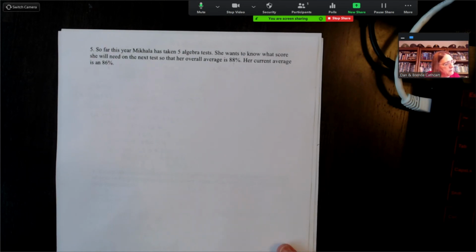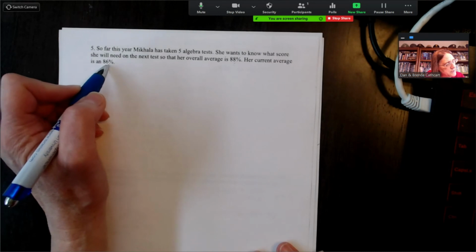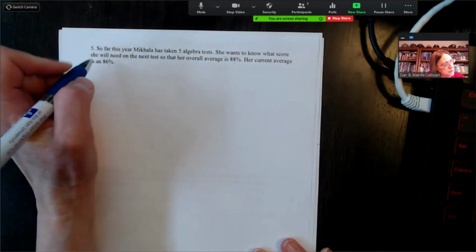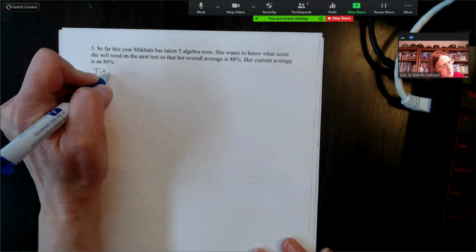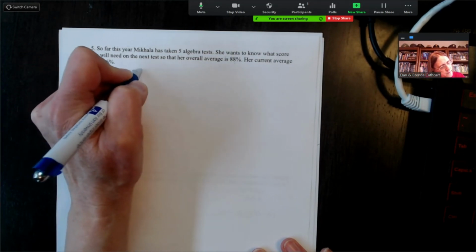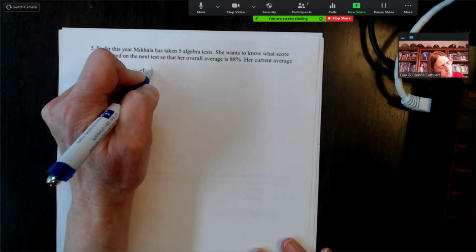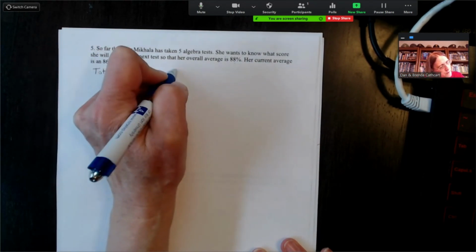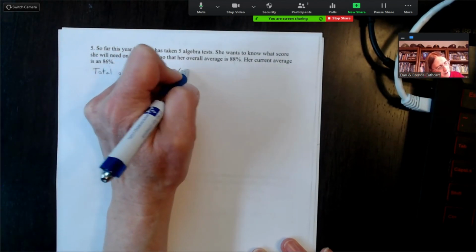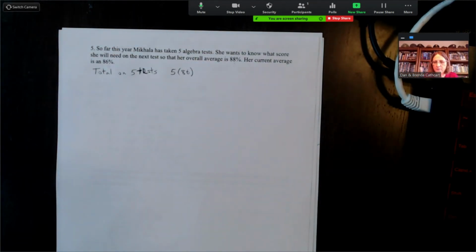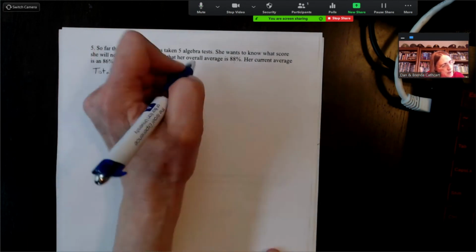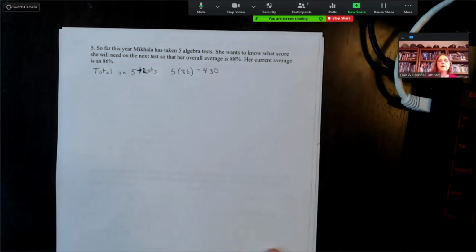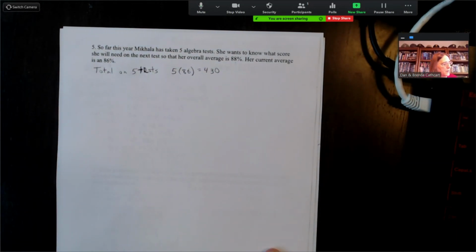Well, right now, her average is 86%, and she's taken 5 tests. So her total on the 5 tests that she's taken is going to be 5 times 86. And 5 times 86 is 430. So that's her total on the 5 tests that she's already taken.